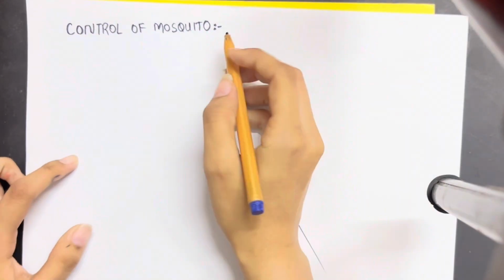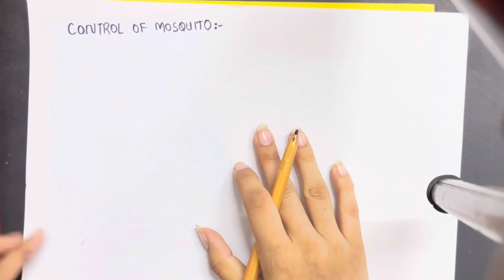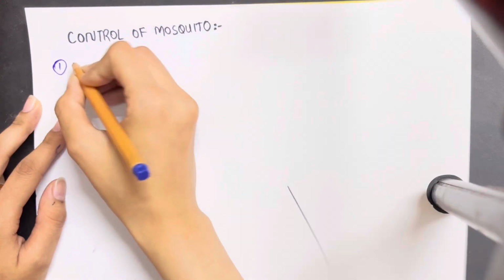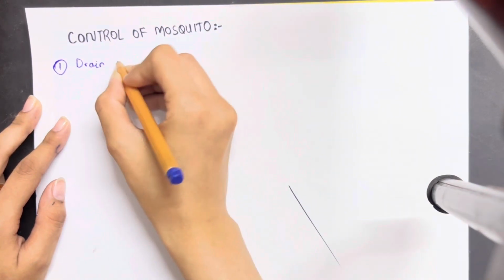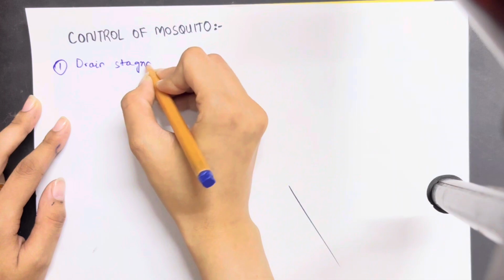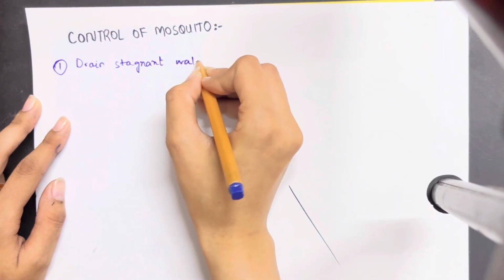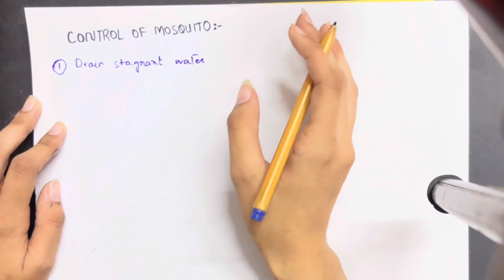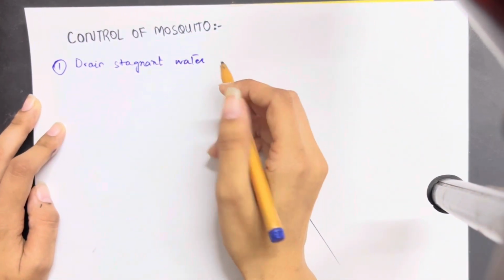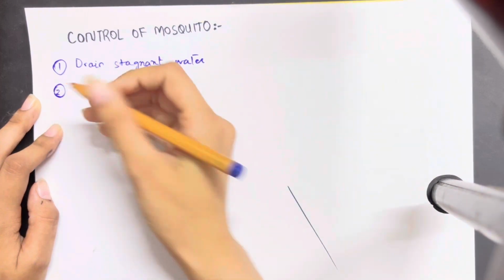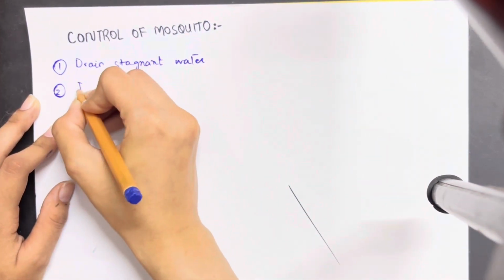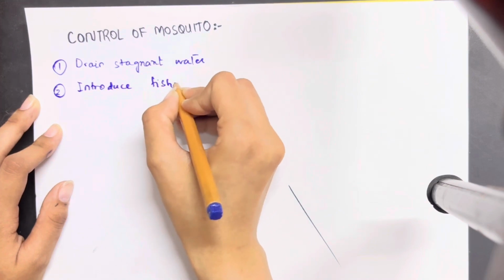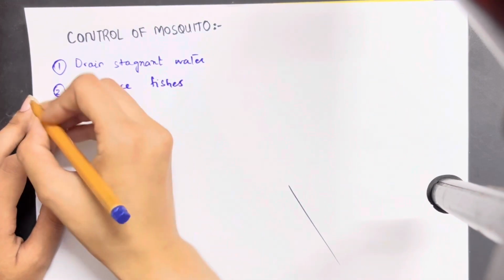Now let's discuss the control of the mosquito and of malaria. The first and foremost cause that we have discussed is stagnant water. If we drain that stagnant water and do not allow it to stay for a long time, we protect ourselves from the female mosquito laying eggs and causing malaria. Secondly, if we introduce fishes into the water, even running water or stagnant water, the female mosquitoes wouldn't be able to lay eggs. This is the second control mechanism.